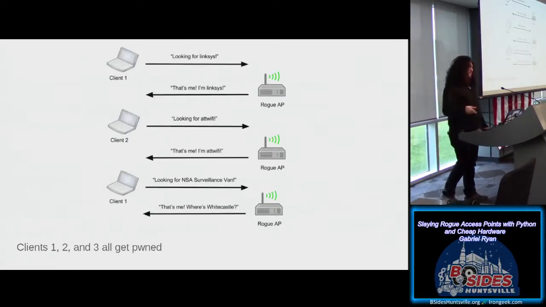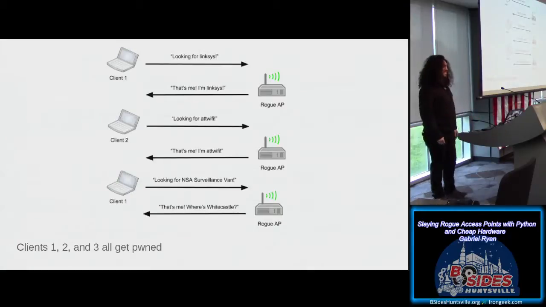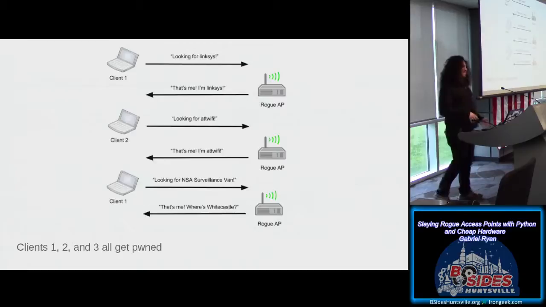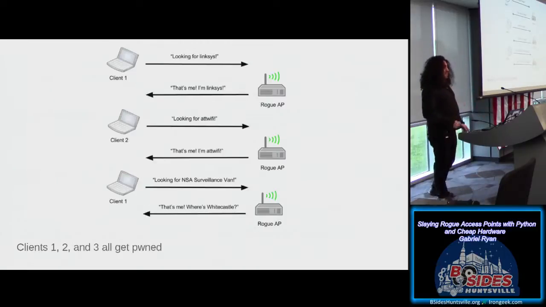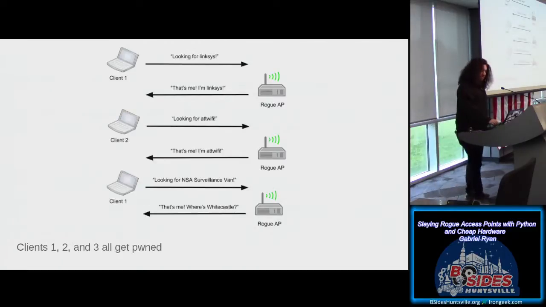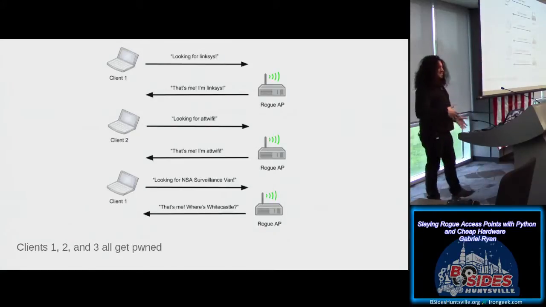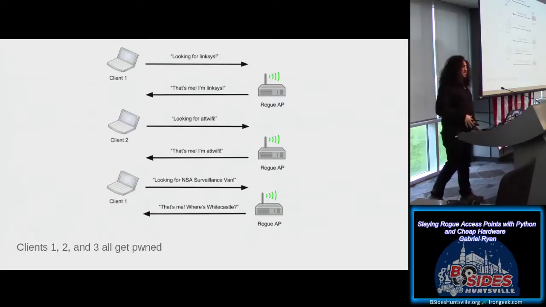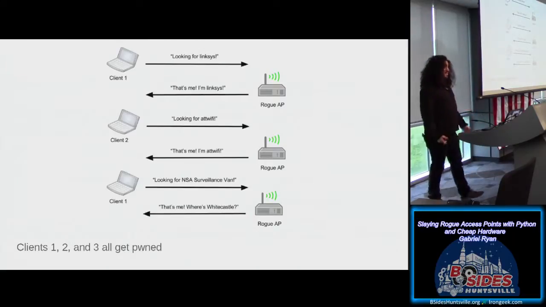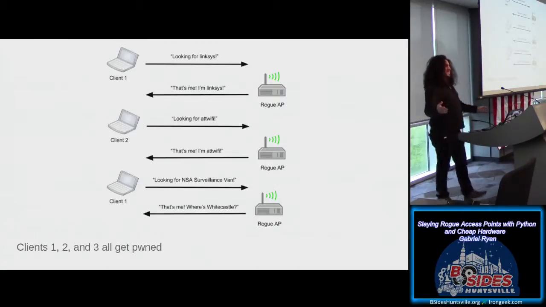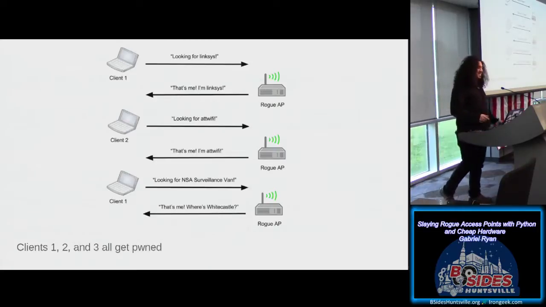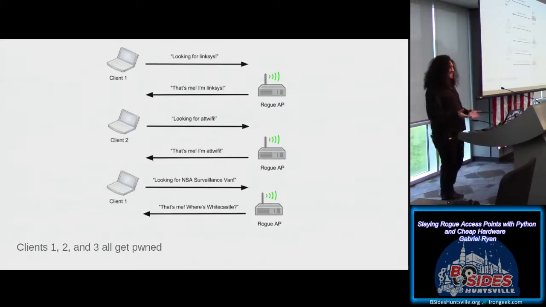So then client 2 sends out another probe request, saying, I'm looking for ATT Wi-Fi. And then the rogue AP is like, yeah, you got it, that's me, I'm ATT Wi-Fi. So client 2 just connects to it. And then at the very bottom, this one should actually say client 3. We'll just call it client 3. Client 3 sends out a request looking for NSA surveillance band. And the rogue AP is like, yeah, man, that's me. Where's White Castle? Let's do it. So client 3 connects to that.